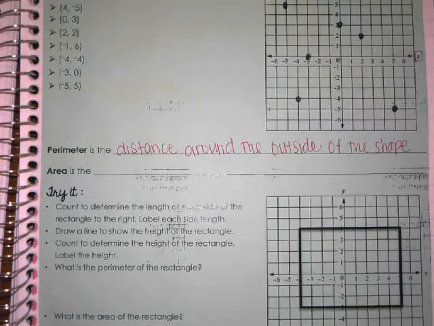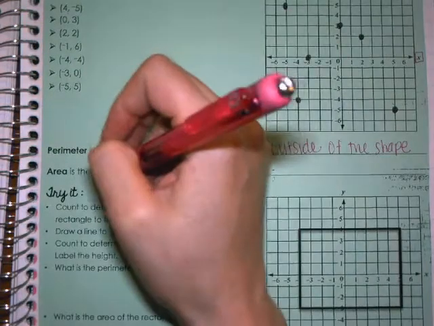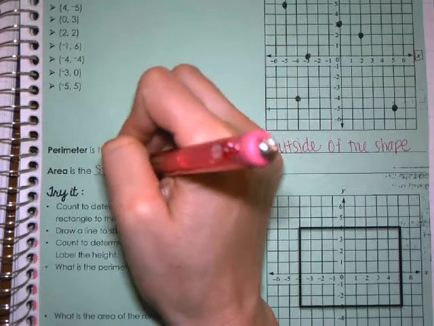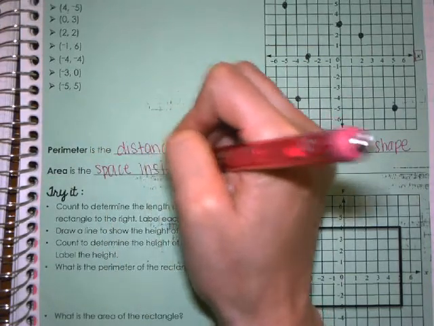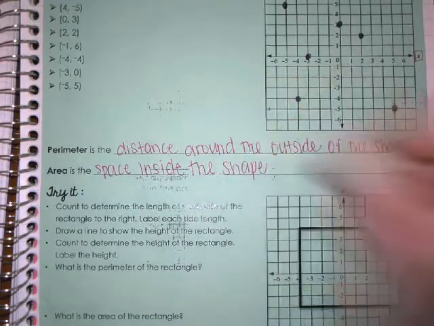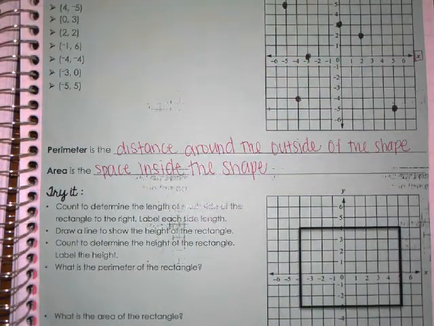Okay, who can tell me what area is then? Jace, what's area? Good, so it is the space inside the shape. So the perimeter is the distance around the outside, the area is the space inside.